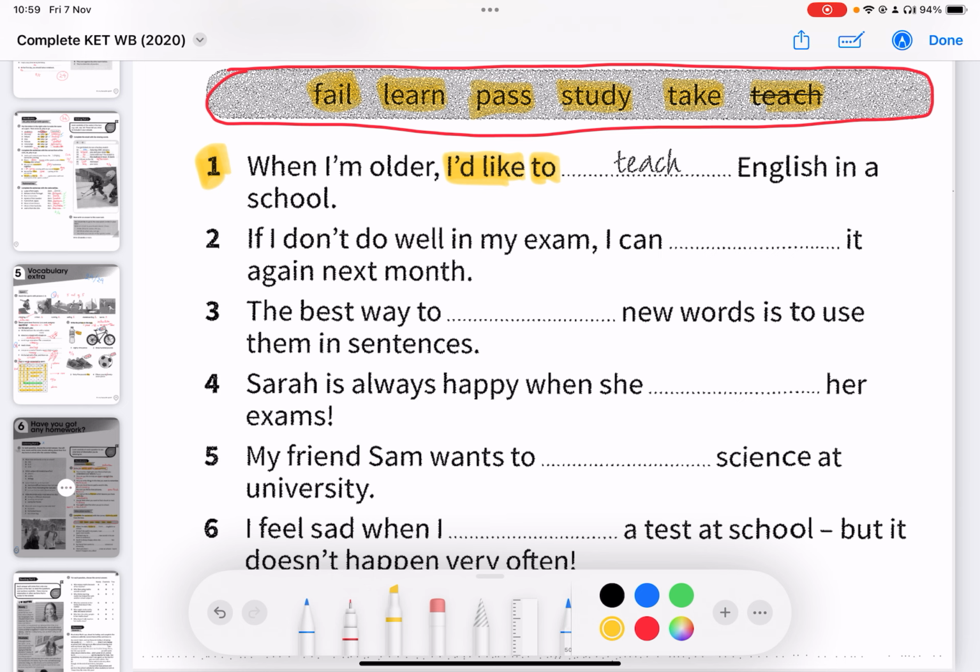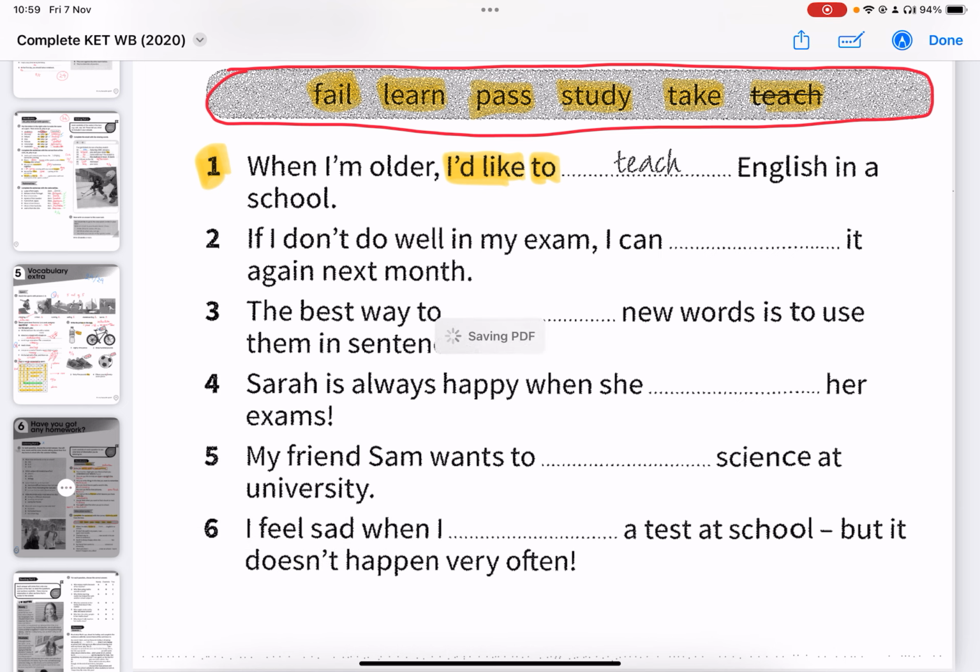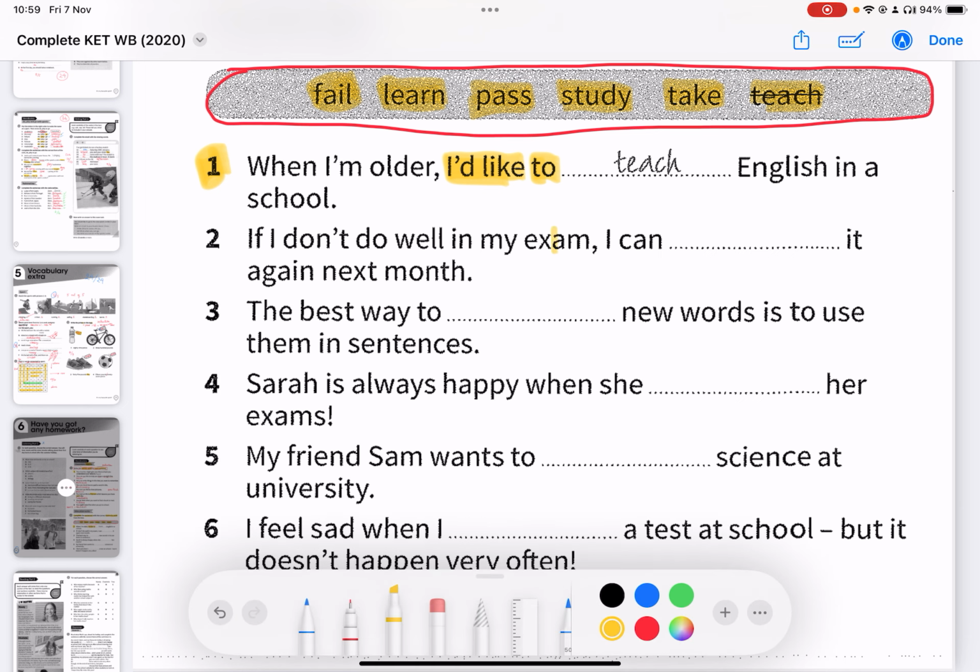Now, number 2. If I don't do well in my exam, I can blank it again next month. Nếu tôi không làm tốt trong bài kiểm tra của tôi, tôi có thể blank nó một lần nữa tháng sau. Okay, what is that? If I don't do well in my exam, I can, yes, you say, làm bài kiểm tra, take an exam. Yes, take an exam. I take it again next month. So let's cross it out.